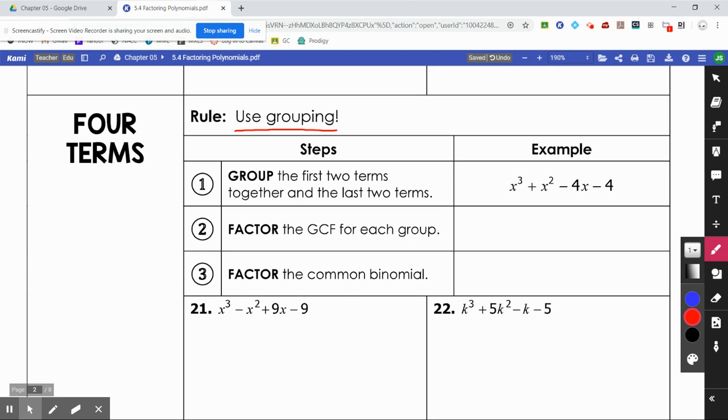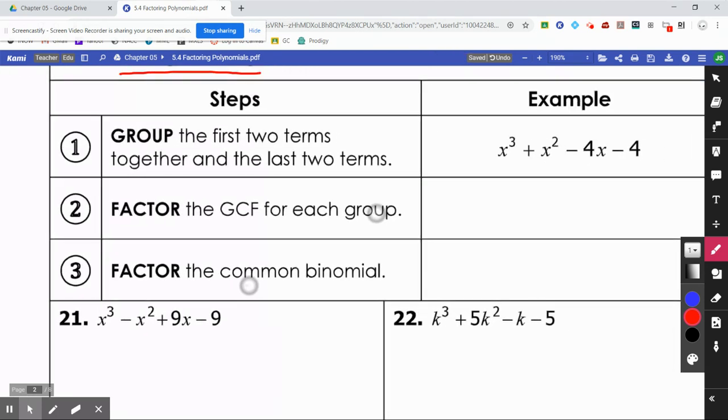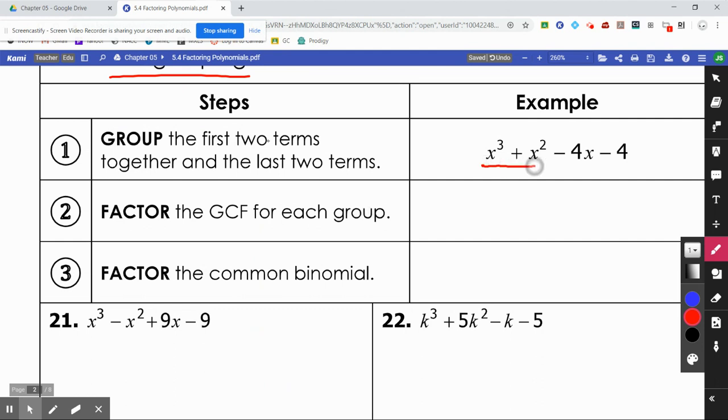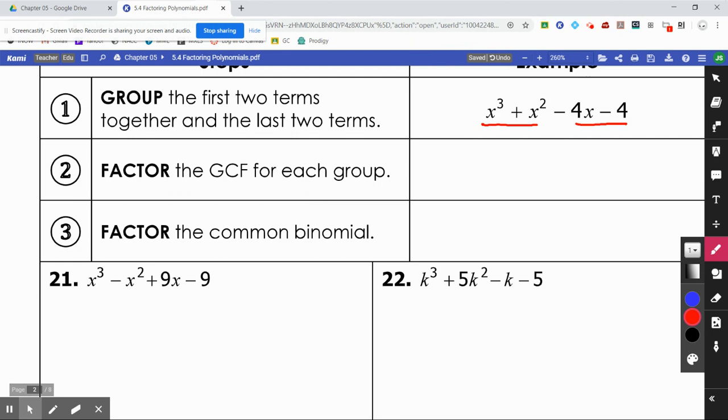And here are your steps. Step number 1, we're going to group the first 2 terms together and the last 2 terms together. So here's my first 2 and here's my last 2. I usually just draw lines under them. We're going to factor the GCF for each group. The first group has the lowest power of x, x squared, in common. You're going to factor that out, and you are left with an x and a +1. The second group, you have a -4 in common. When you factor it out, you're left with an x and a +1.